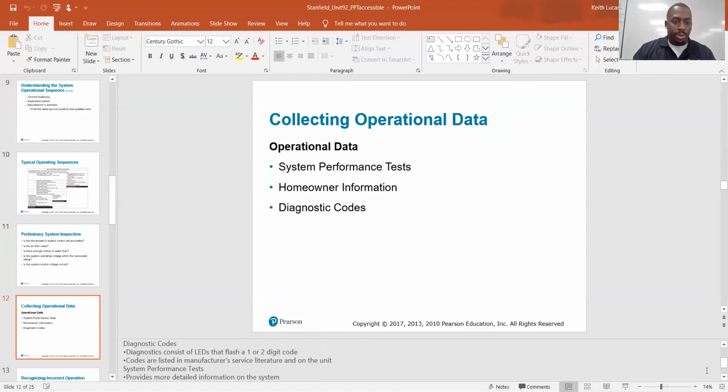Diagnostic codes. Diagnostics consist of LEDs that flash a 1 or 2-digit code. Codes are listed in the manufacturer's service literature on the unit system performance tests. Oh, sorry, I'm mixing stuff together.